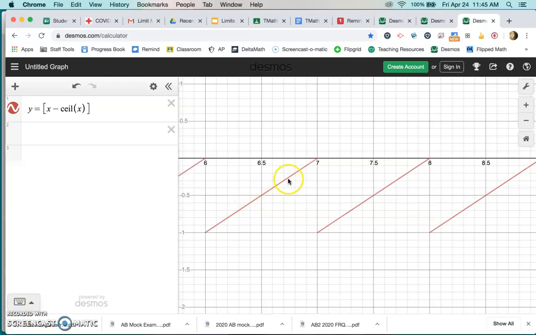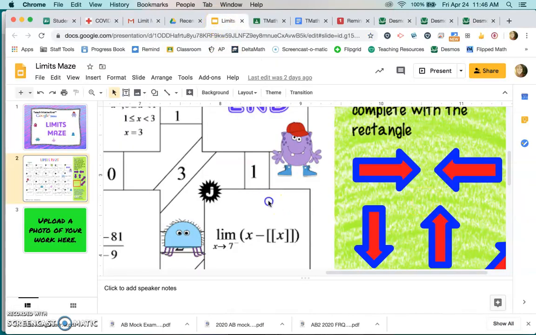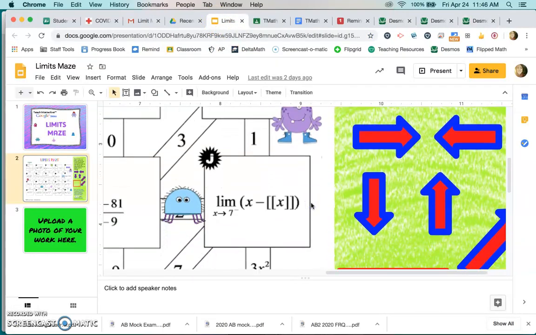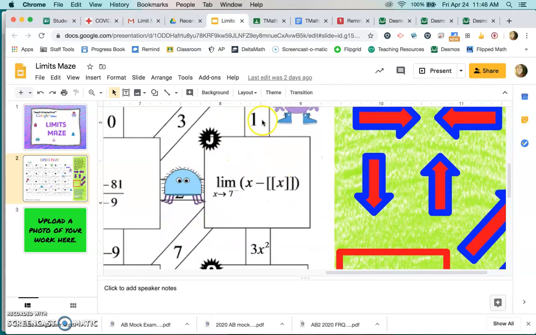as I was saying, let's see, it looks like you're getting closer and closer to 0 when you're coming from the left side. If you were coming from the right side, you get closer and closer to -1. But 0 is not an option on your maze. 0 is not an option. Here's the function. -1's not an option.